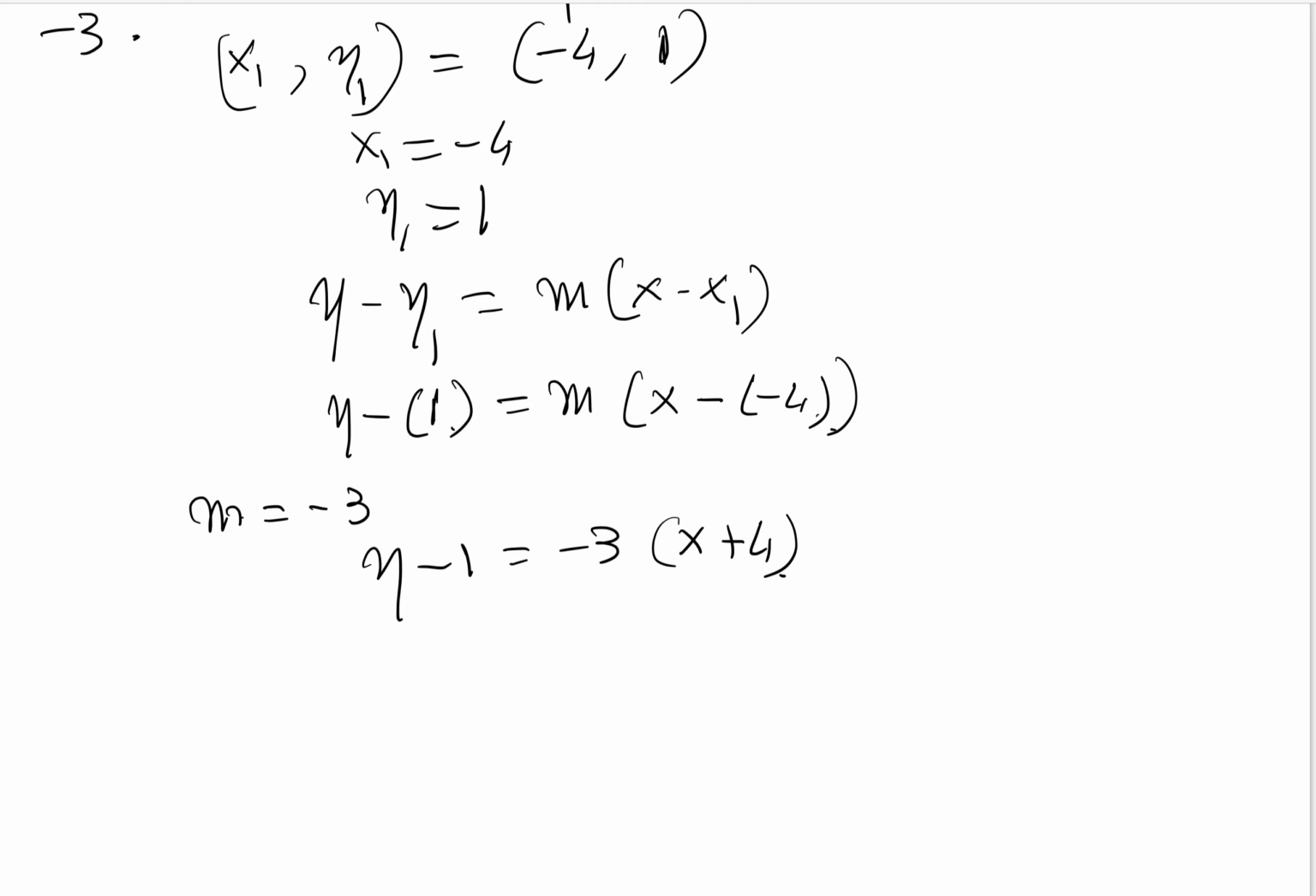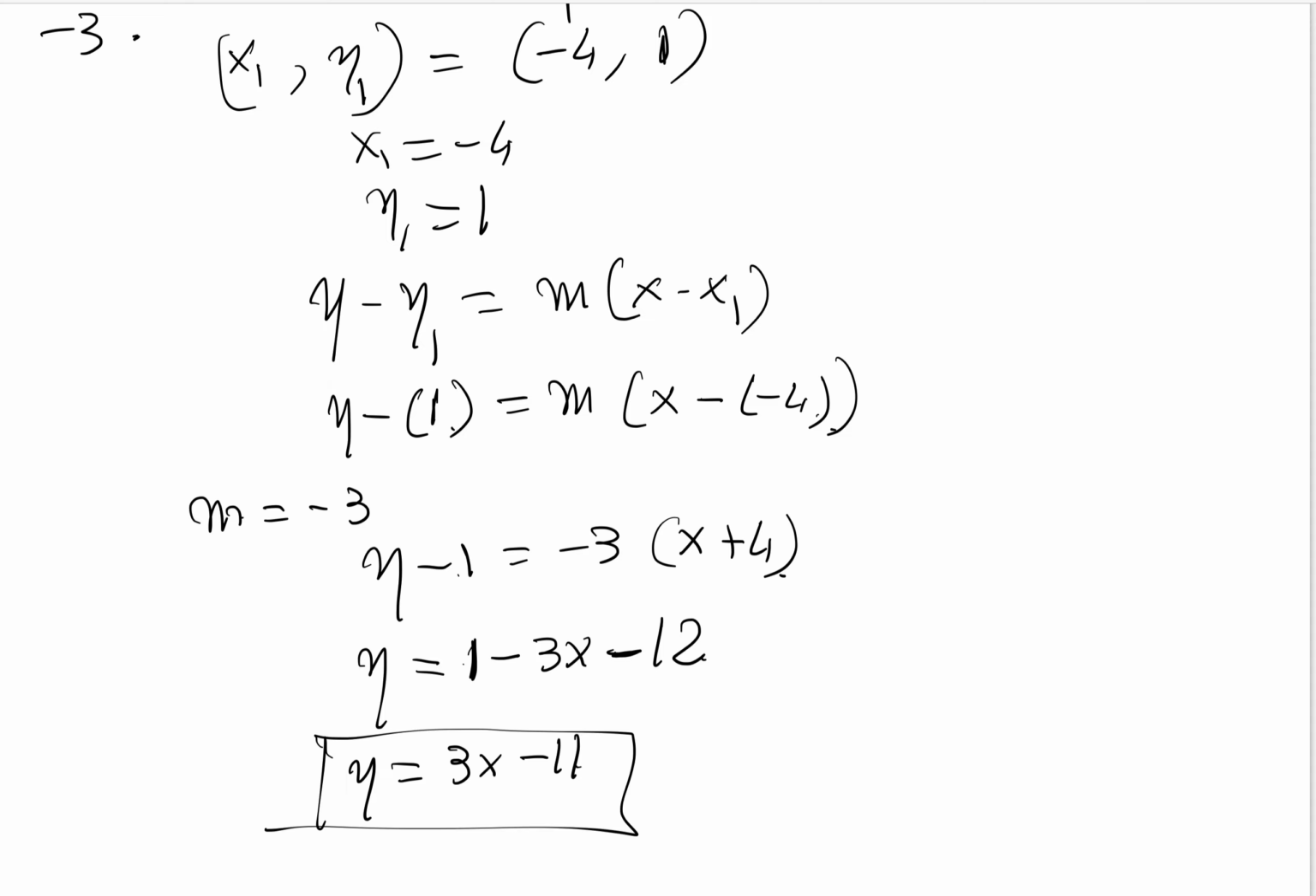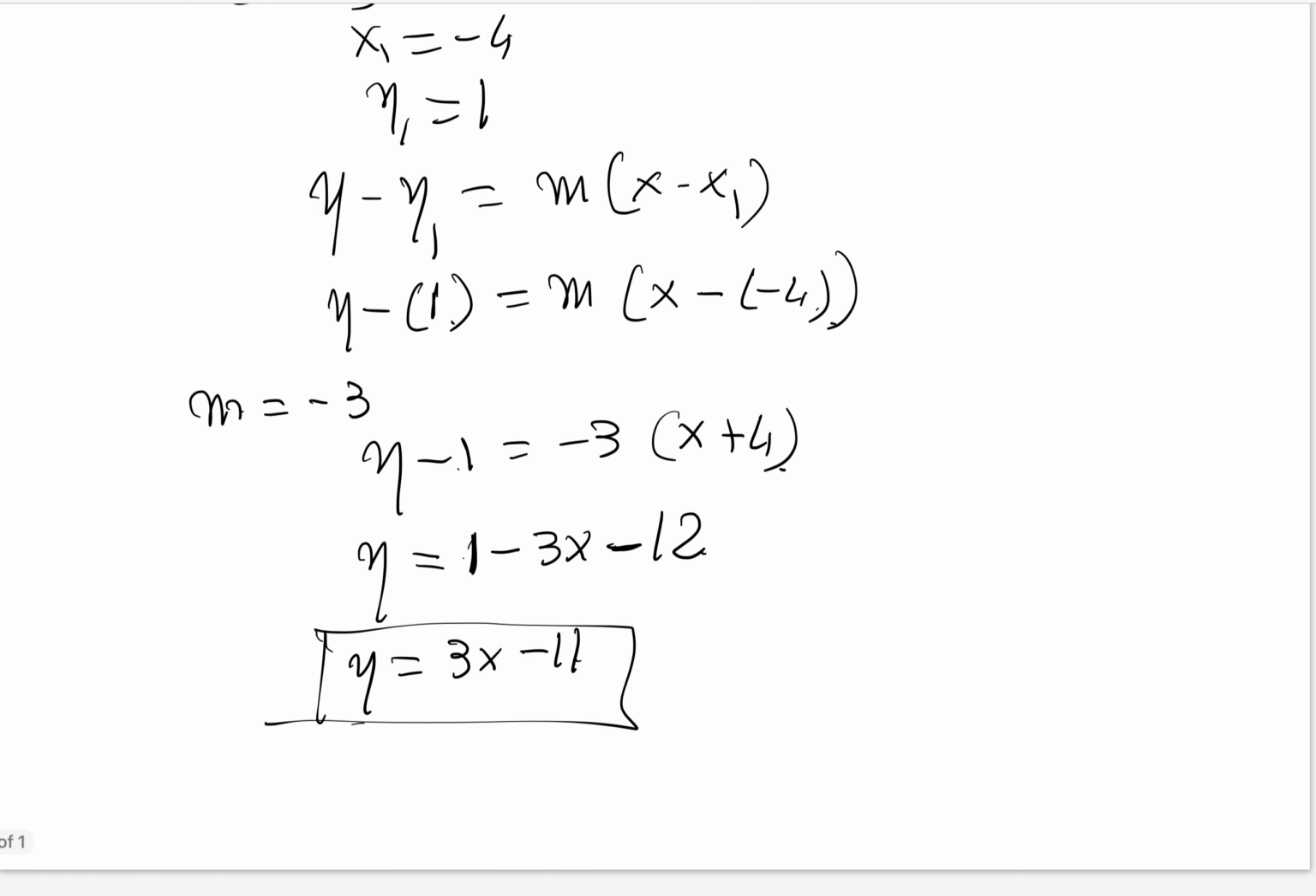But I advise you to not stop here. So you have to distribute. You have y is equal to, move the 1 outside, it will be positive 1. Distribute inside, you have -3 times x is -3x, and then you have -12. Y is equal to -3x, and then now you can add them up. One take away 12 is -11. So this one is your equation of the line. That's it.